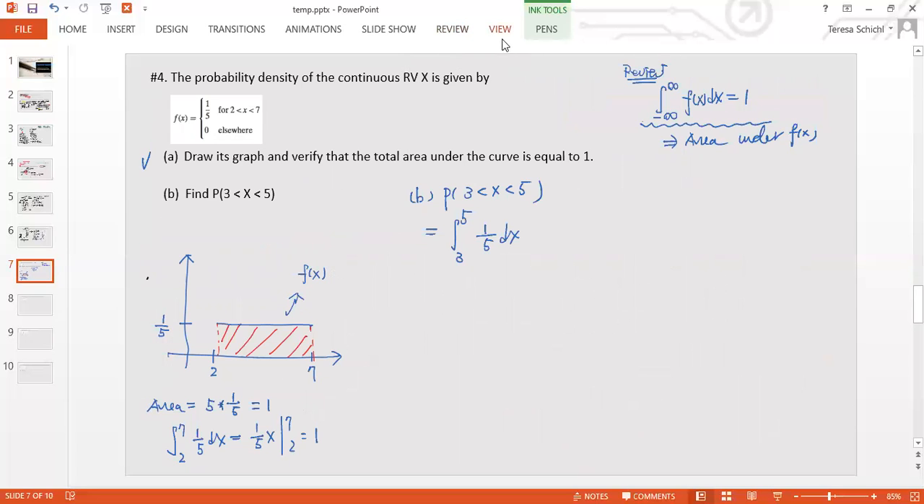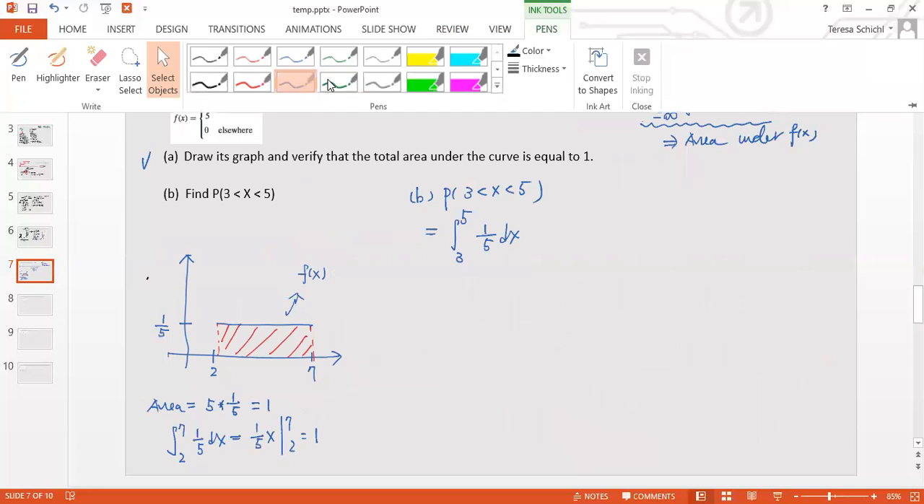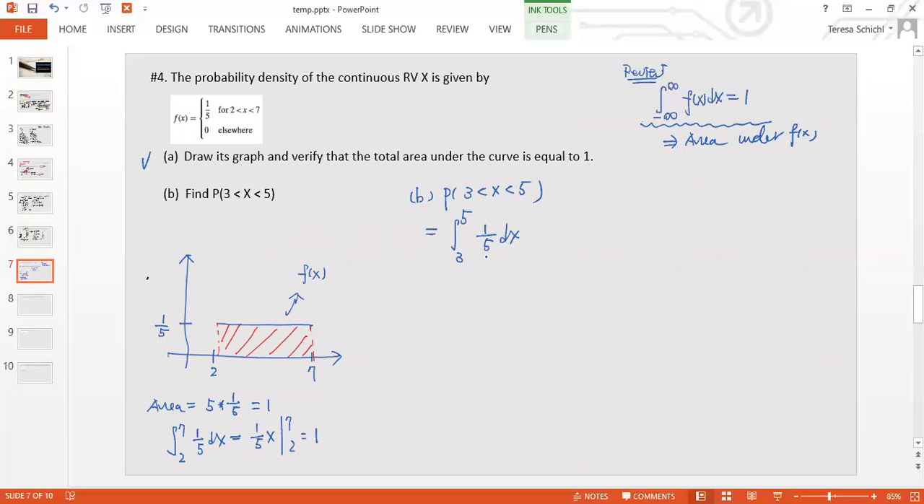Now in here, you can say this is 1/5 x, and 1/5 is the constant, right? So integration is easy. It's from 3 to 5, so you just put 5 and 3 in. So it will be 5/5 minus 3/5, right? So it will be 2/5. That would be the answer.